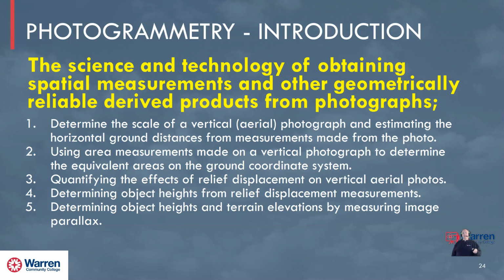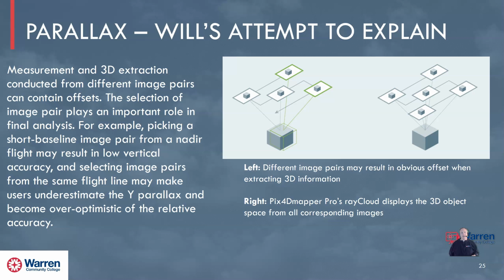Using these area measurements made on the vertical photograph to determine the equivalent areas on the ground coordinate system. So we're up vertically, but we're measuring horizontally in a lot of ways. We can quantify the effects of what's known as relief displacement on the vertical aerial photographs. So we can figure out the level of error. We can determine object heights, and we can determine terrain elevations by measuring what's known as image parallax. We'll have to go over some of these things.